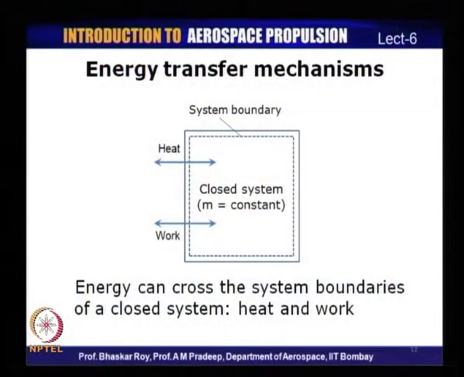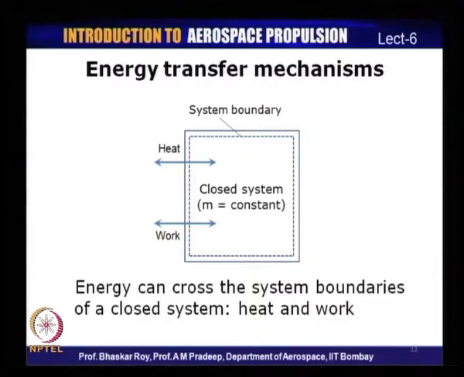So, what we have defined now are two different properties of a system: specific heat at constant pressure and specific heat at constant volume, and we shall see a little later that these are very important properties of a system which have a lot of practical significance, and we shall be using both these properties very frequently when we do engineering analysis of different systems. So, what we shall see next is two different energy transfer mechanisms. One of them is known as heat and the other is known as work. So, energy can cross the system boundaries of a closed system in two modes.